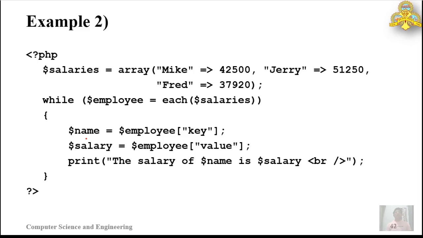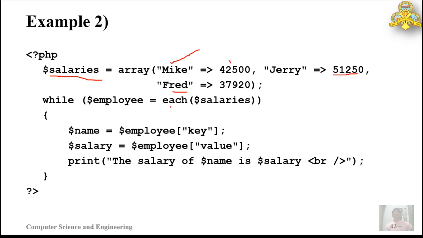Now in this example, I will go for an associative array series. There are 3 key value pairs. One is Mike, its associated value is 42,500. Then Jerry, its associated value is 51,250. Then Fred, its associated value is 37,920. So salaries is an associative array.